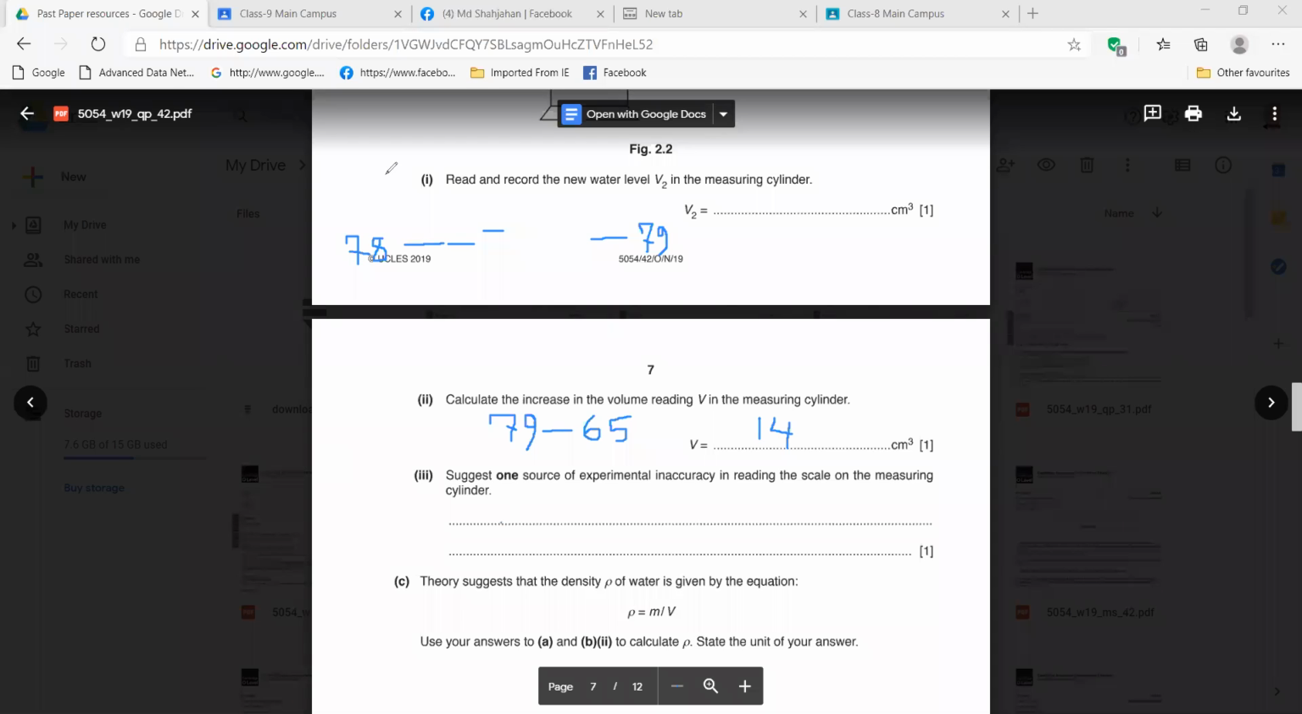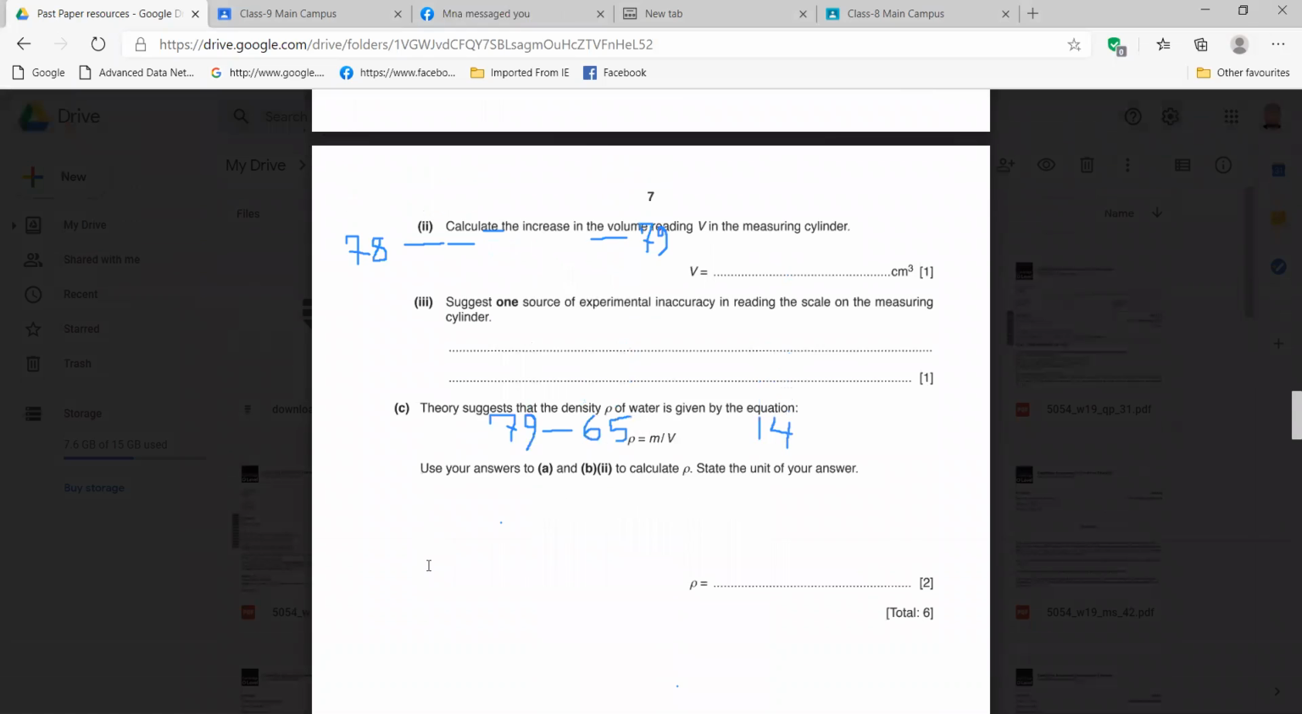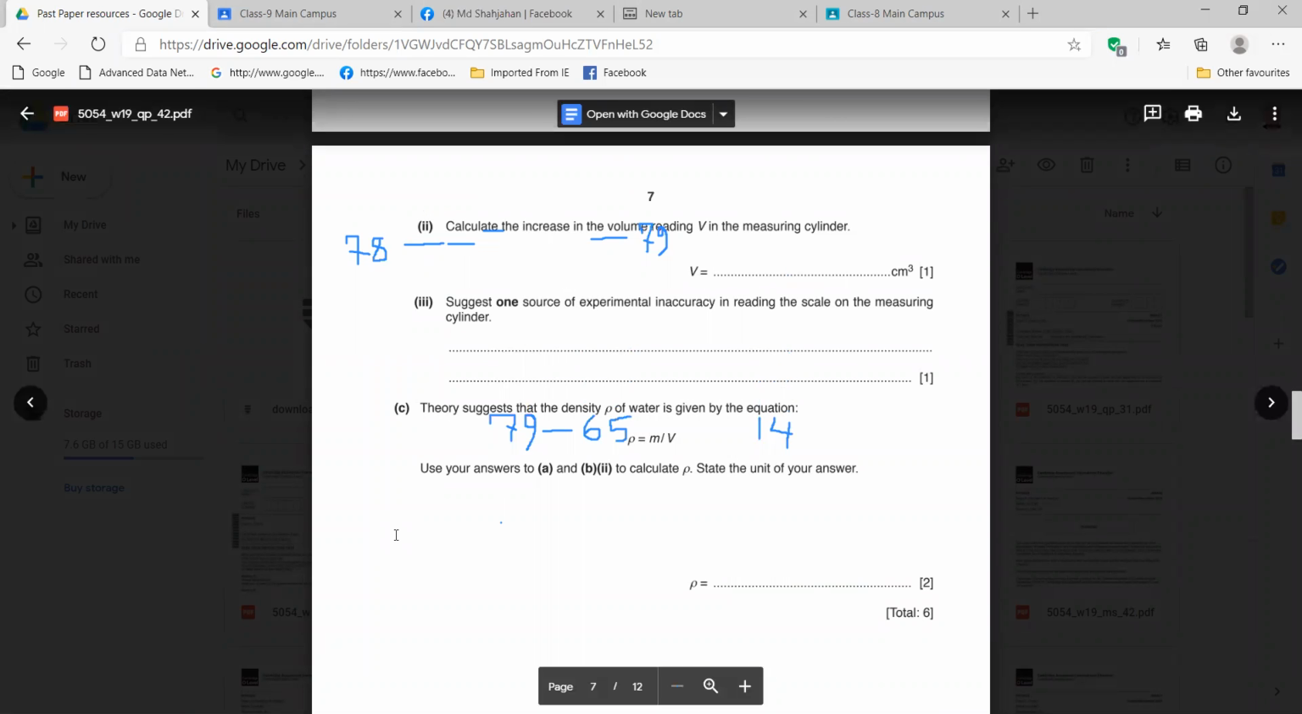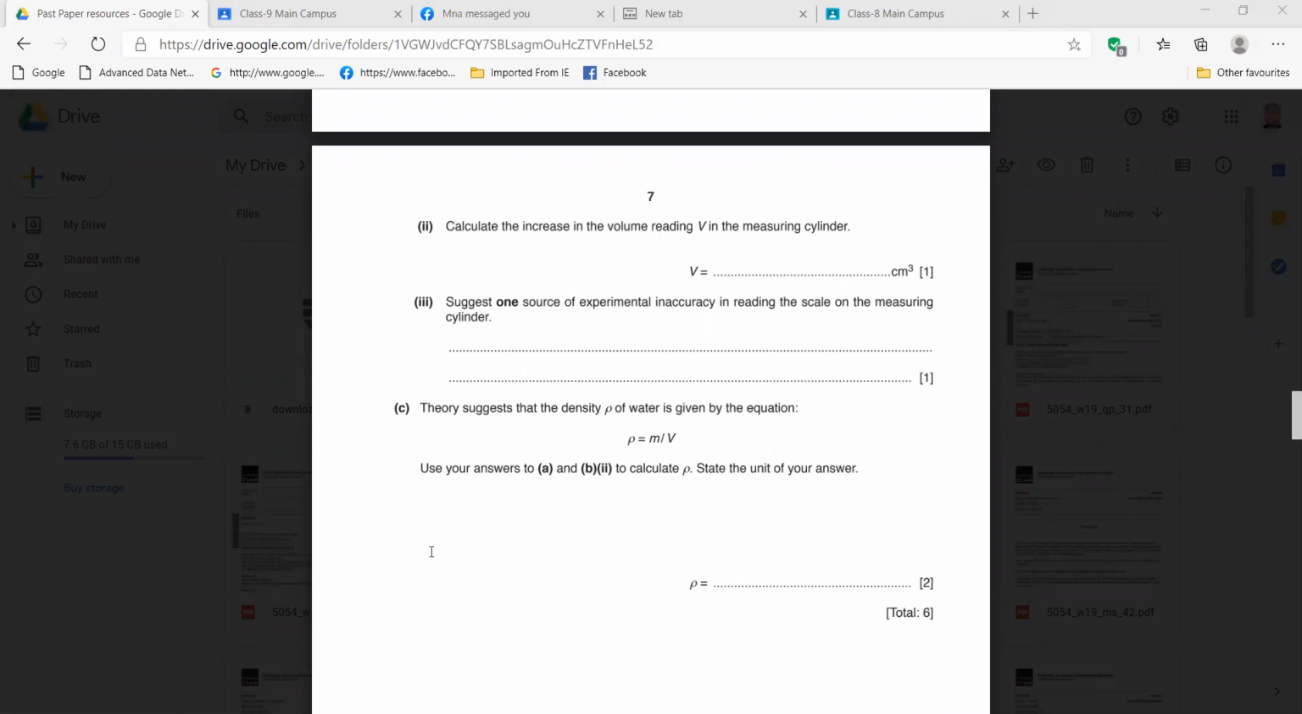The next one we are going to do is part C. Part C, can you read, Shapka? Yes, sir. Theory suggests that the density of water is given by the equation rho is equal to mass divided by volume. Use your answers to A and B to calculate density. State the unit of your answer. Calculate it in your copy, then tell us what is the answer.